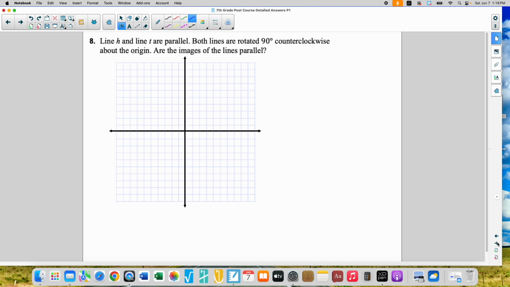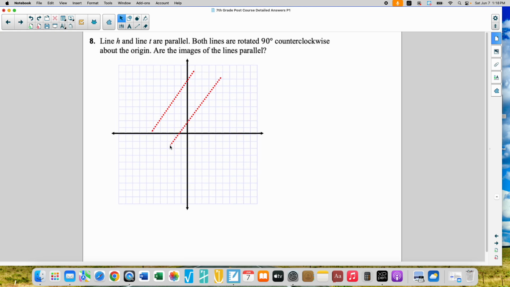Line H and line T are parallel. Both lines are rotated 90 degrees counterclockwise around the origin. Are the images of the lines parallel? Yes, they're parallel to begin with. If you have two parallel lines, a line and a line parallel to it, and you rotate them around the origin, let's take some points here.